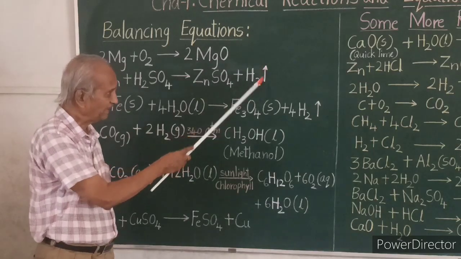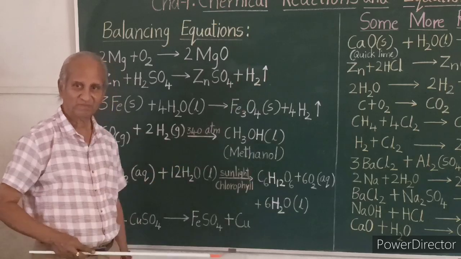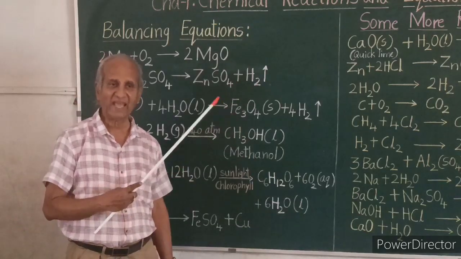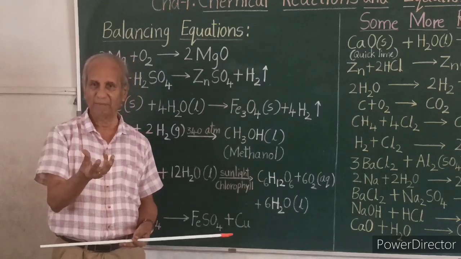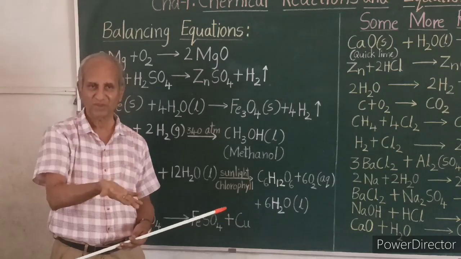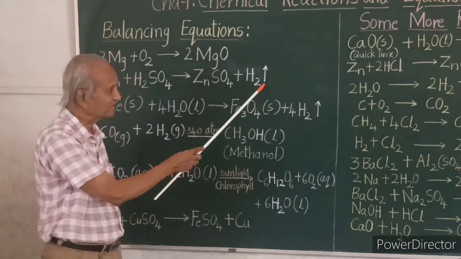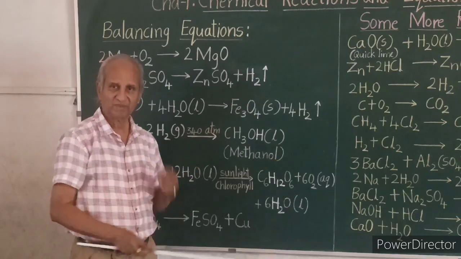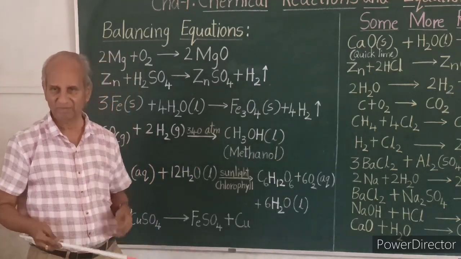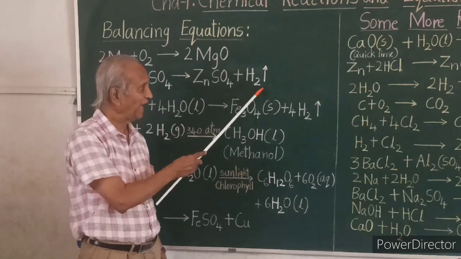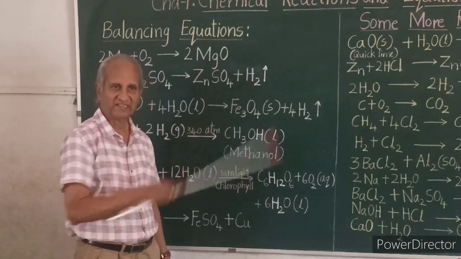And we have marked here an arrow mark. What does the arrow mark show? The arrow mark says it's a gas. The matter that's formed in the gaseous form moves up, because it's a gas. So by drawing this arrow mark upwards, I am telling the readers that hydrogen gas got liberated.